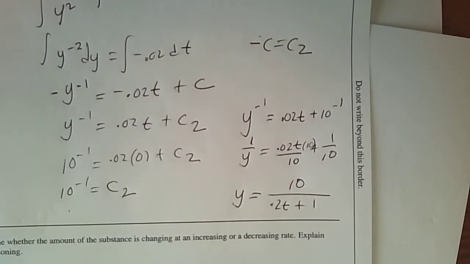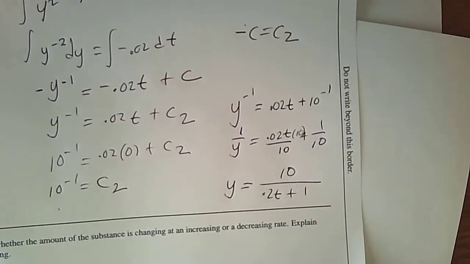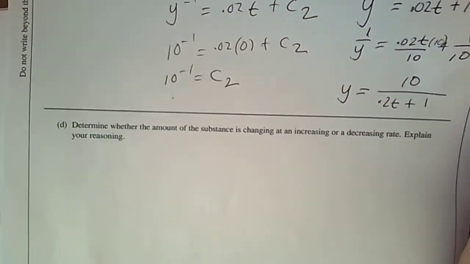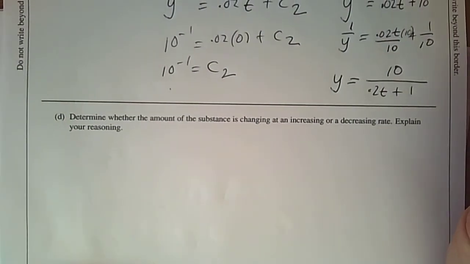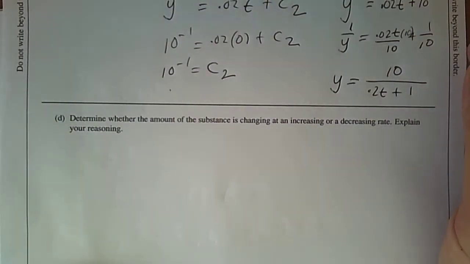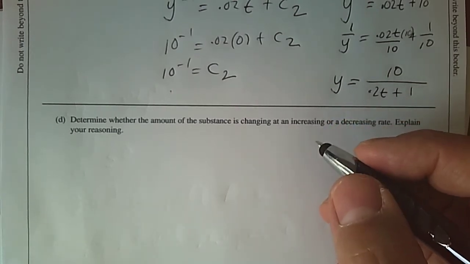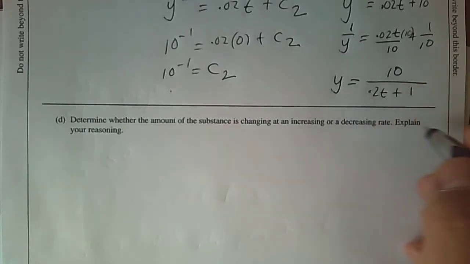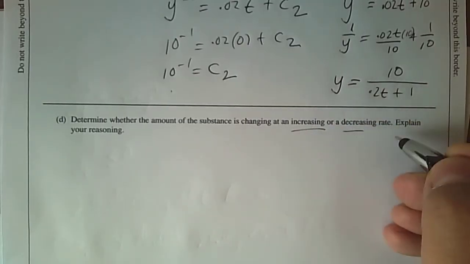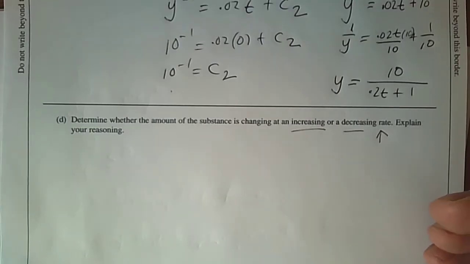All right, let's look at part D. Determine whether the amount of substance is changing at an increasing or decreasing rate. Explain your reasoning. So, is the rate increasing? So they're talking about the rate that's increasing or decreasing.